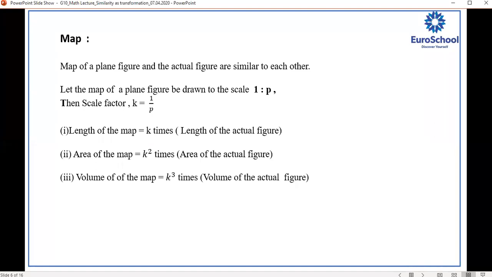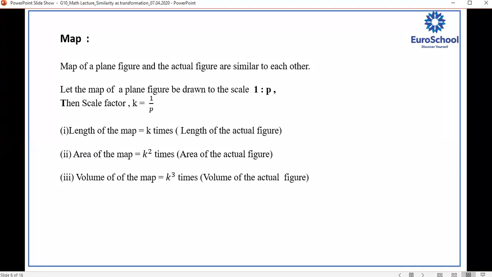Any other doubt here? Ma'am, I still didn't understand what you just said about the volume thing. Okay, fine. Of one thing, we can find length, area, and volume of any object, right? Yes, ma'am.